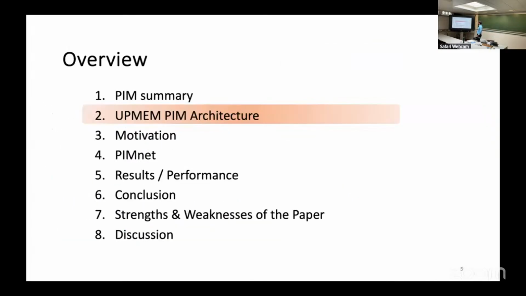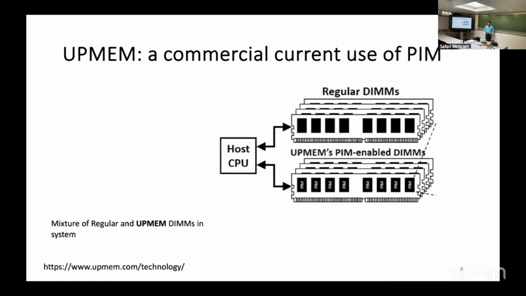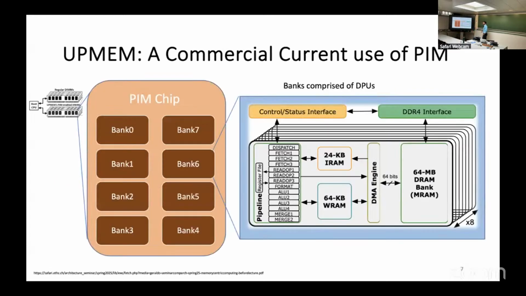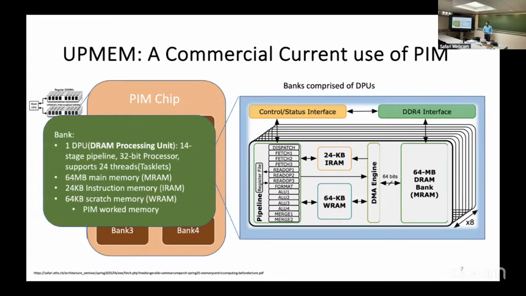So there we go. Moving on to the UPMEM PIM architecture specifically. UPMEM is a currently commercially used PIM architecture. It is a combination of both regular DIMMs as well as its own PIM-enabled DIMMs. This is actually what it looks like right now. This is the commercially available one, and this is what it looks like inside. We have our chips, and within each chip you have 8 different banks. These 8 banks have some specific internal components. You have your DPU, or DRAM processing unit, which is this green part here, which has a 14-stage pipeline, is a 32-bit processor, and supports 24 threads, or as they like to call them, tasklets.